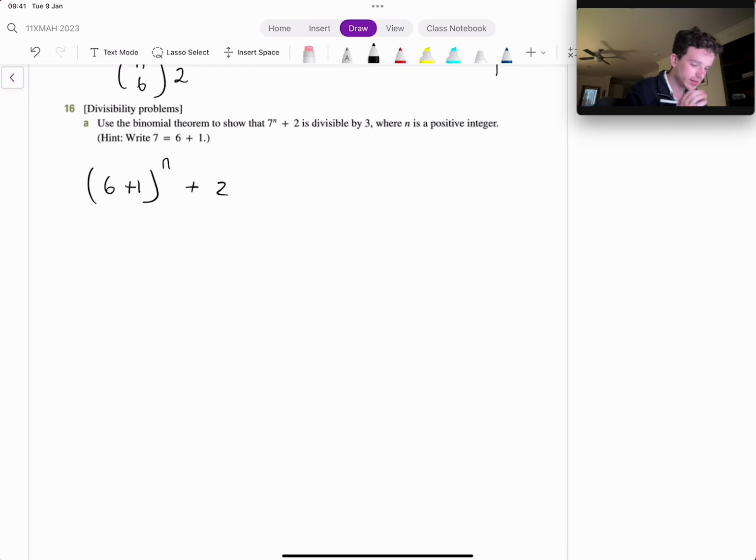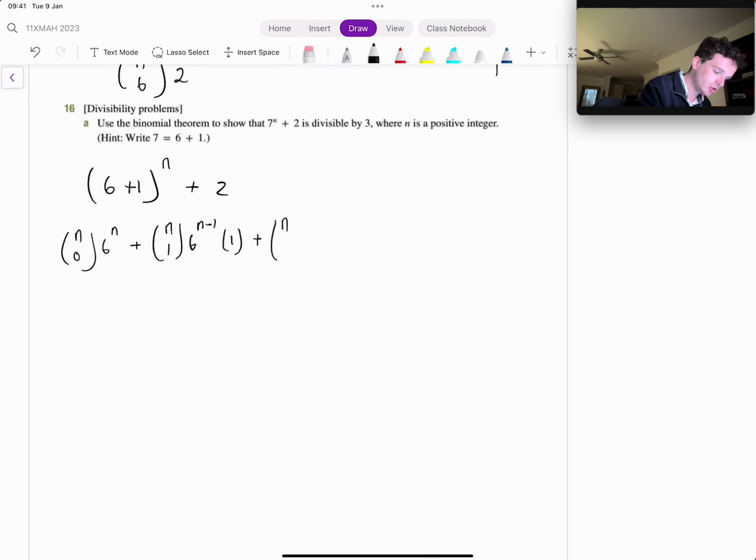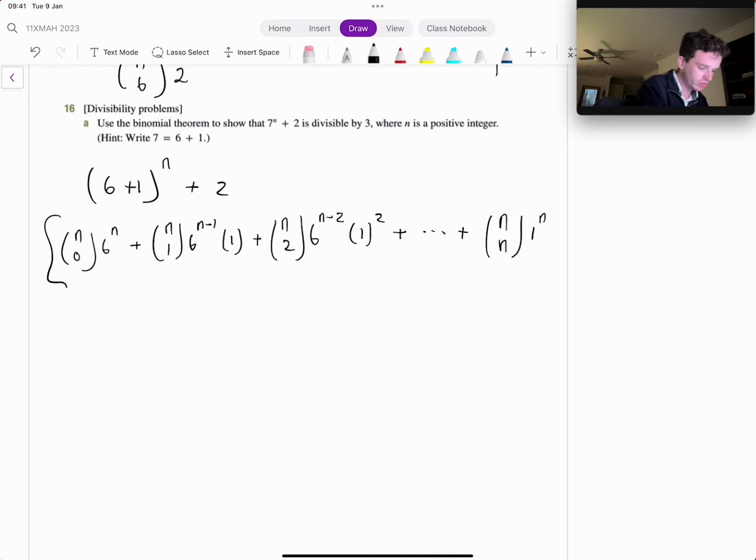Okay, so let's consider the expansion of (6 + 1)^n. Well, the first term is going to be n choose 0 times 6^n, plus n choose 1 times 6^(n-1) times 1, plus n choose 2, 6^(n-2) times 1 squared, plus dot dot dot, plus our last term is going to be n choose n times 1^n. And then, of course, we've still got our plus 2 right at the end. So the general expansion of (6 + 1)^n is going to equal that.